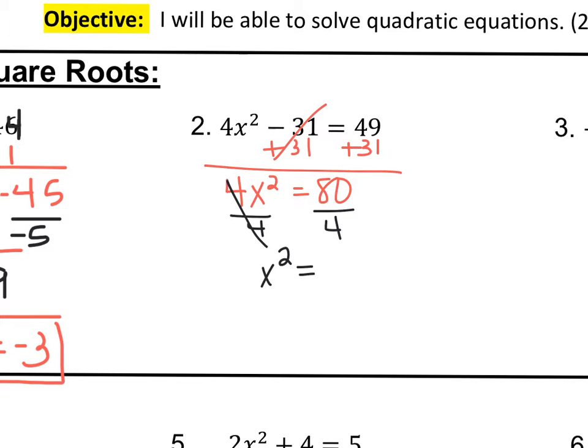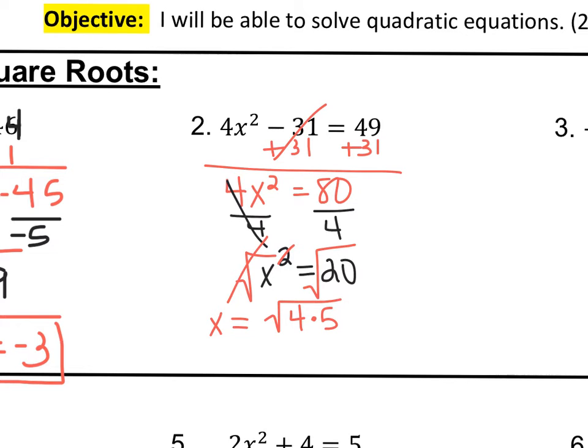What is 80 divided by 4? Okay. How do I get the x by itself? Can I take the square root of 20? Can I break up the 20 into numbers that I can take the square root of? Okay. 4 and 5.